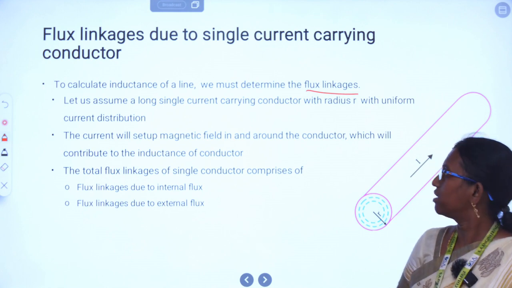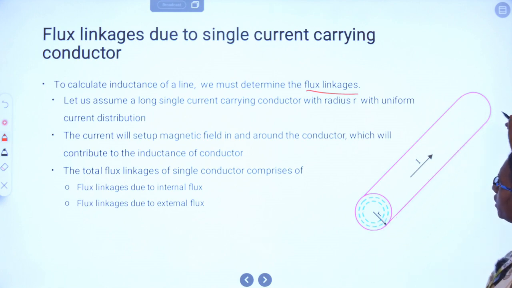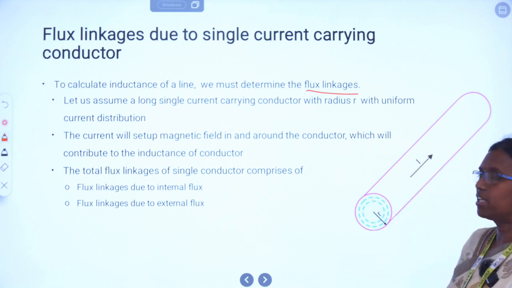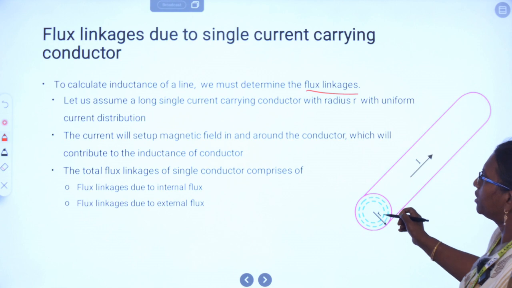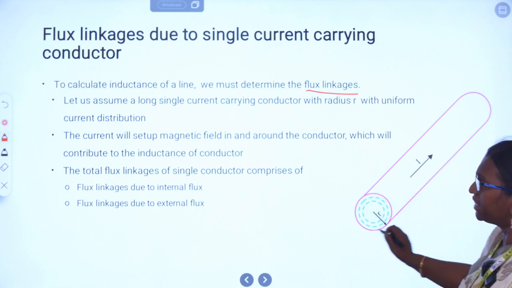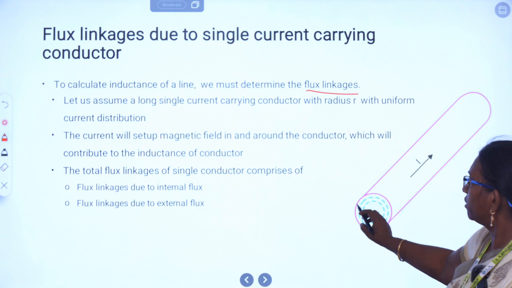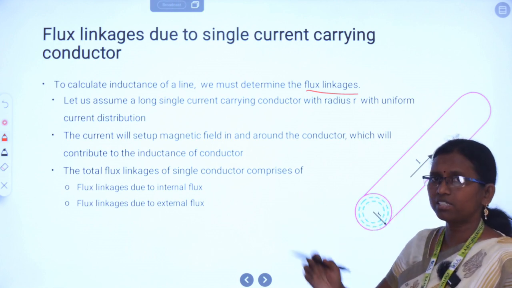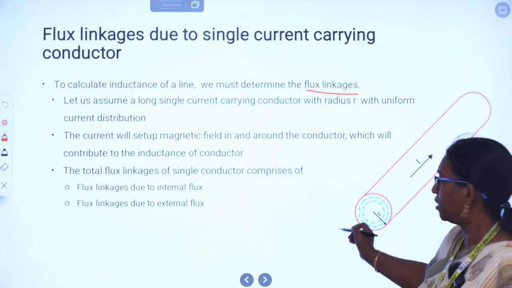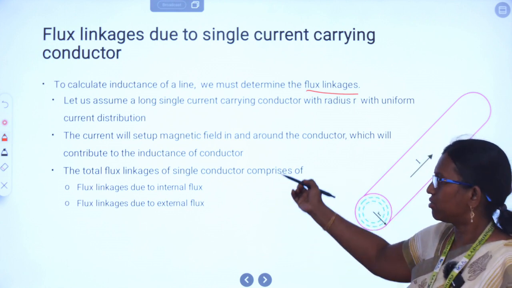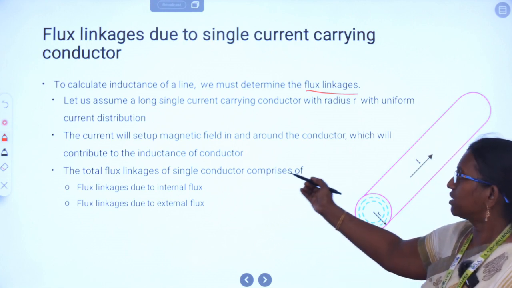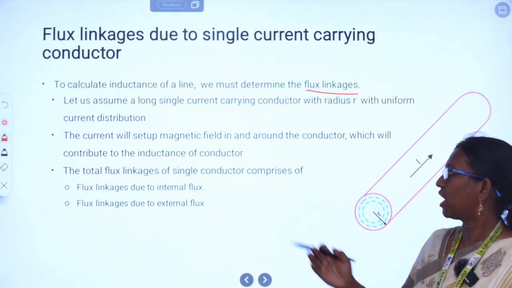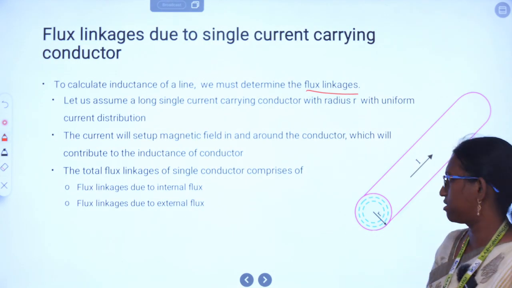So we are going to assume a long single current carrying conductor with a radius r with uniform current distribution. The current will set up a magnetic field around the conductor. This magnetic field is divided into two based on the flux linkages, which link internal to the conductor and external to the conductor. So we can say the total flux linkages of a single conductor comprise the flux linkages due to internal flux as well as the flux linkages due to external flux.